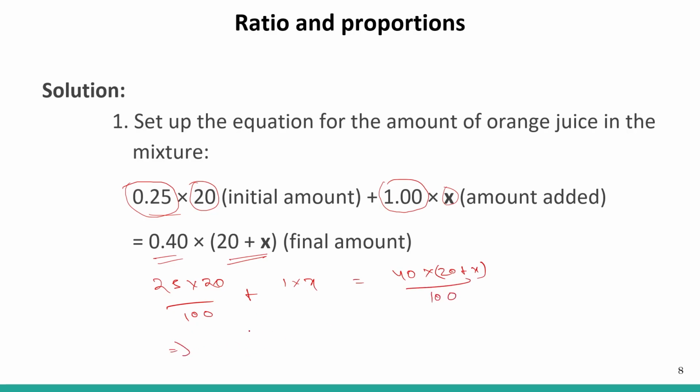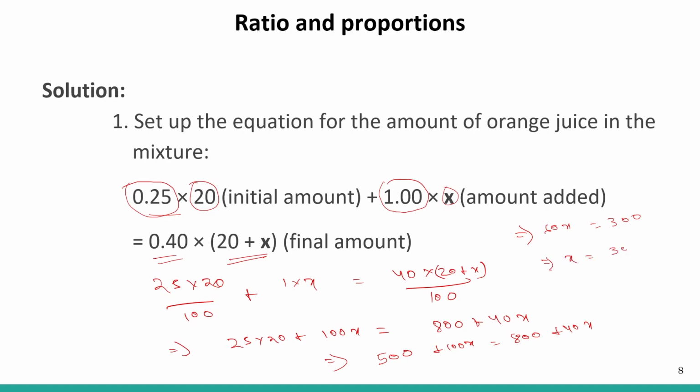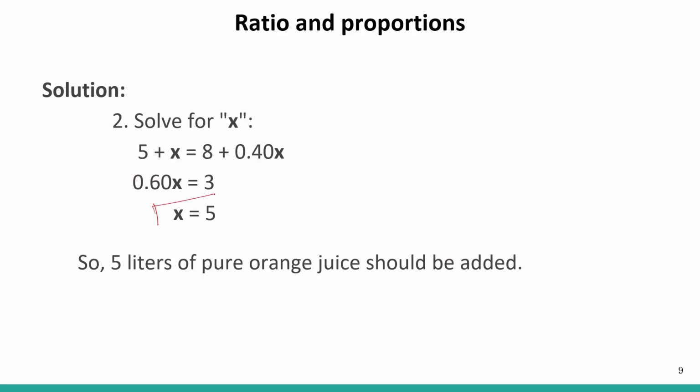Let's cancel the hundreds. So 25 into 20 plus 100x is equal to 40 into 20 plus 40x. This implies 500 plus 100x is equal to 800 plus 40x. So this becomes 60x is equal to 300. So x is equal to 300 by 60, that is nothing but 5. So x is equal to 5 is the correct answer.